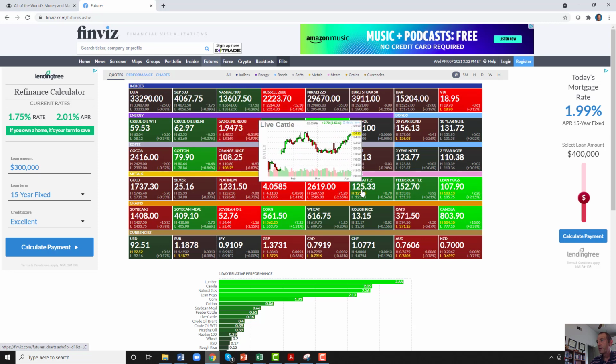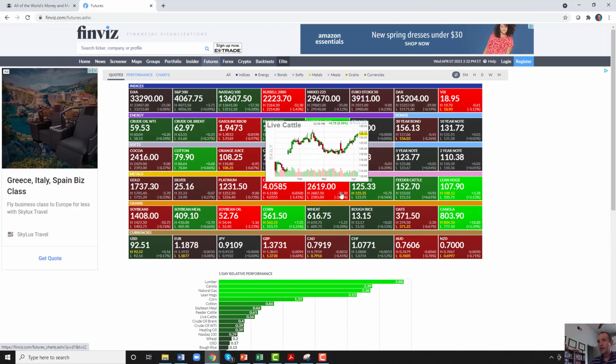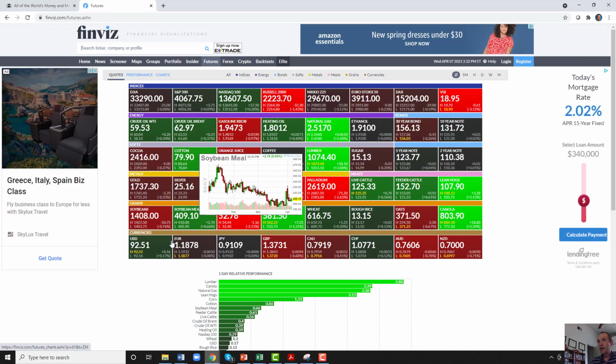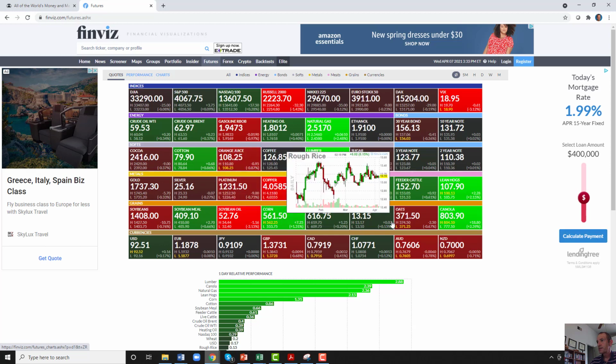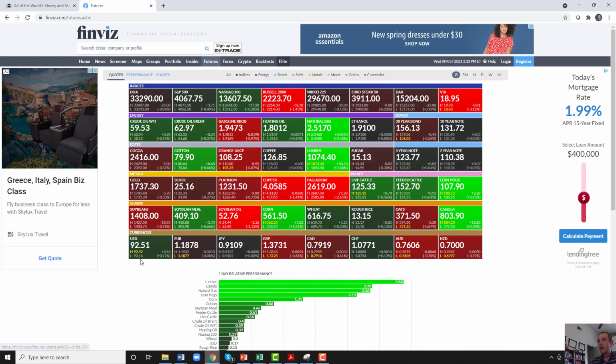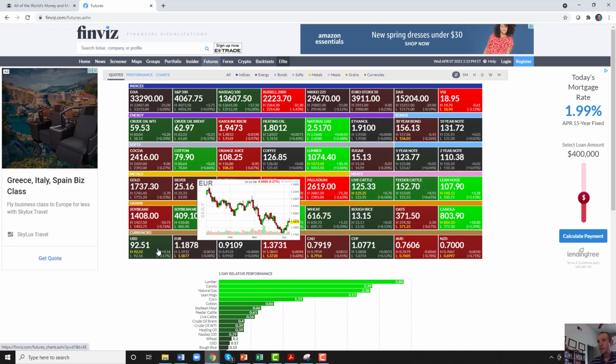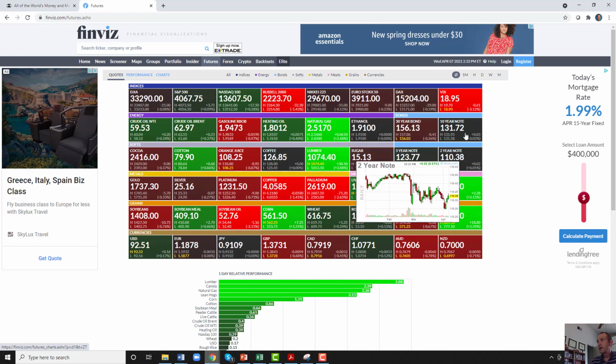You have cattle, hogs, cows. You have other agriculture: soybeans, corn, wheat, rice, oats, canola. Then you have your currencies, and then you have your bonds.